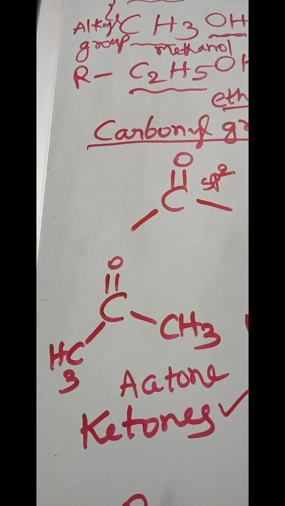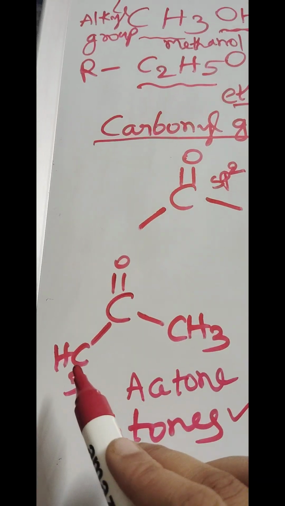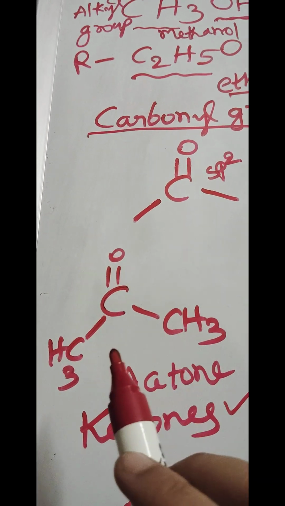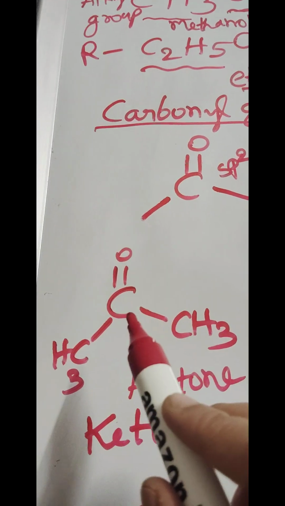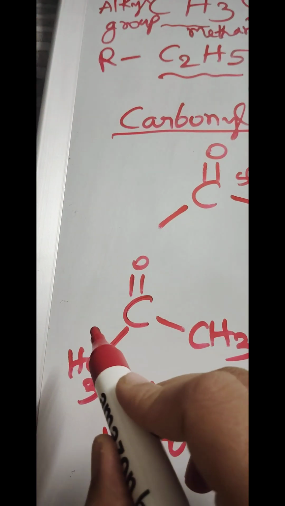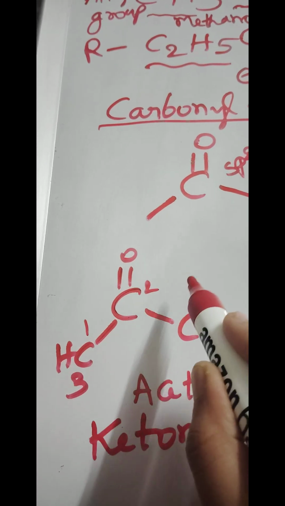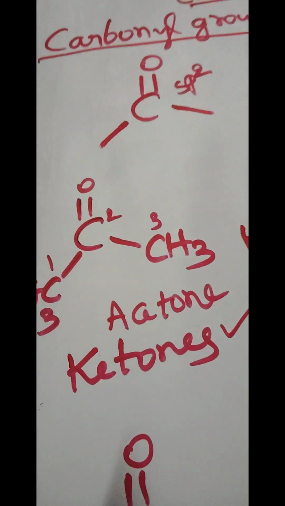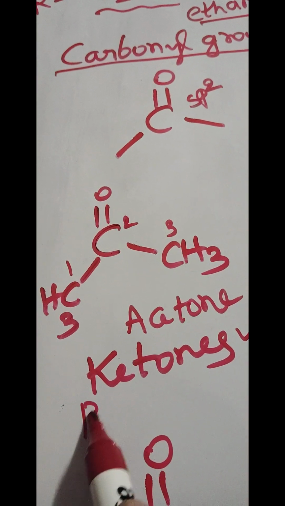And the IUPAC name of this acetone is... you can see in this molecule how many carbons are there? There are 3 carbons. So we can call it prop. And there is a ketone functional group. If you number it, 1, 2 and 3. 3 carbons, and on the second carbon you have the carbonyl group. So we can call it propan-2-one.